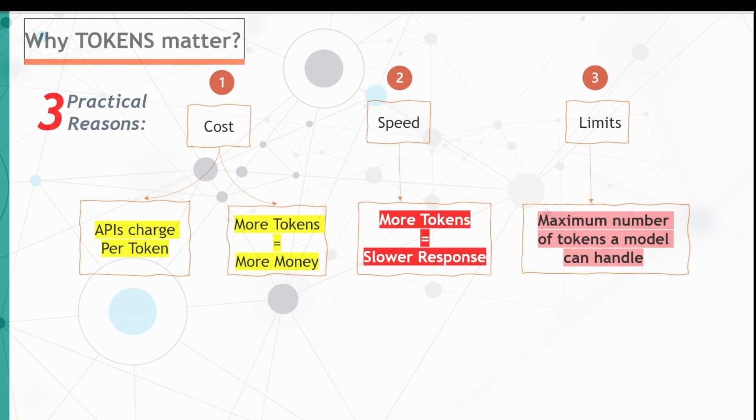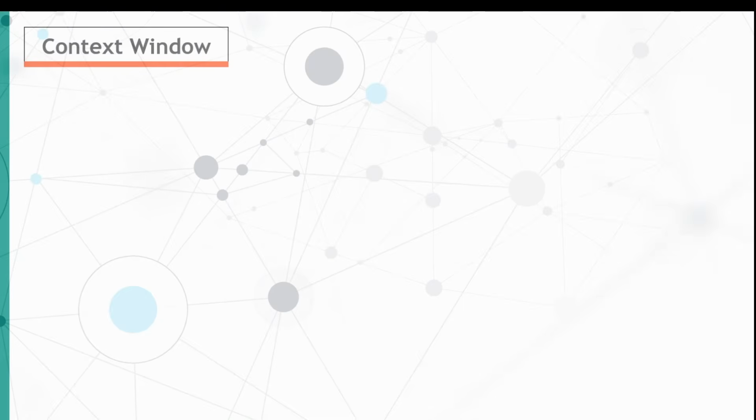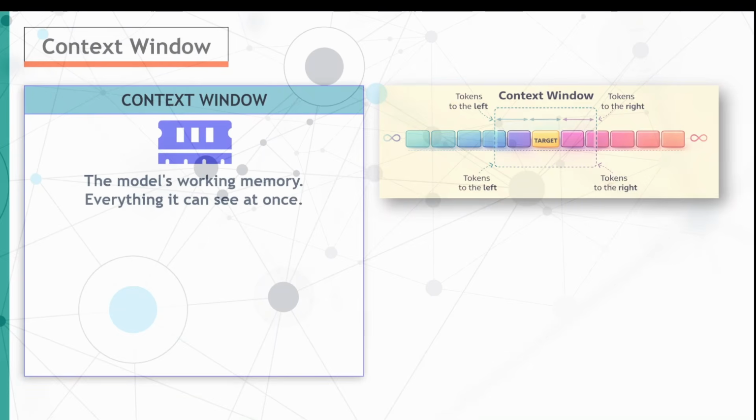And let's talk about limits, which is very, very important. The maximum number of tokens that a model can handle is nothing but the context window. A context window is the maximum number of tokens a model can see at a time. Context window is the LLM's current working memory. LLMs have no persistent memory by default. The model does not remember your last conversation. Every time you start a new chat, it's a clean slate.